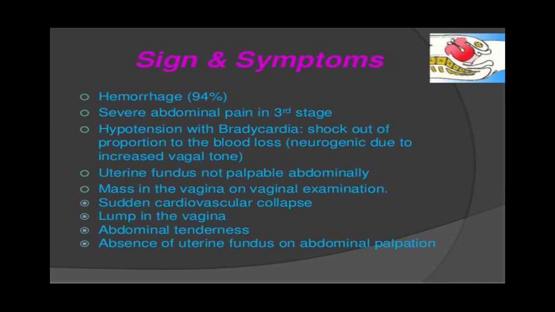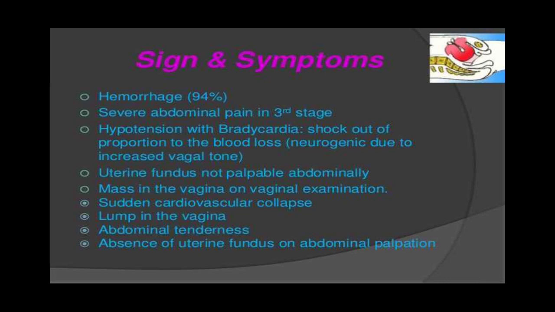Okay. Then signs and symptoms: hemorrhage. In 94% of the cases there will be hemorrhage, severe abdominal pain in the third stage, then hypotension with bradycardia, shock out of proportion to the blood loss, or sometimes it may be neurogenic, due to the increased vagal tone. And then the uterine fundus is not palpable abdominally. When you are palpating abdominally, you will not be able to palpate the uterine fundus, you will not feel it. Then a mass in the vagina on vaginal examination.